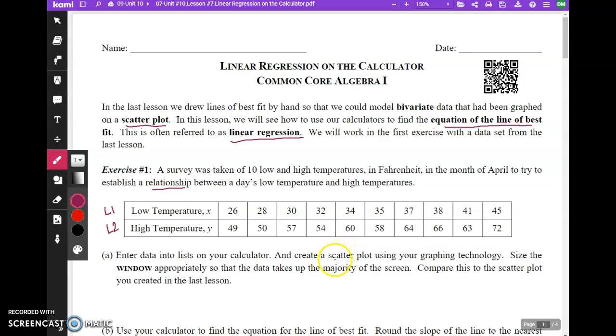All right, so the scatter plot, you had to turn it on by pressing second y equals, that turns it on, and then you adjust the plot as you needed to. And then to size the window, you press zoom 9, and that will give you the window so you can see the majority of the screen. All right, so we're not doing the last lesson, so don't worry about the rest of that. So we have created our scatter plot.